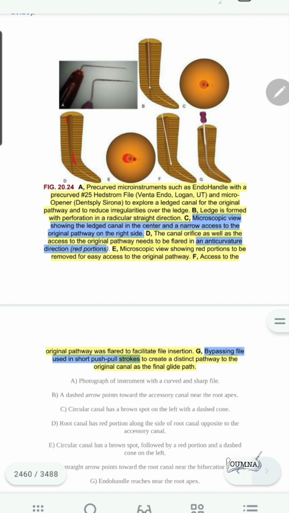So we usually flare up the canal to get access to the original pathway by doing what is called an anti-curvature direction preparation. So if the ledge is in this area, the preparation must be in the opposite one, anti-curving it. The curve of the file must be in the opposite direction to the ledge.